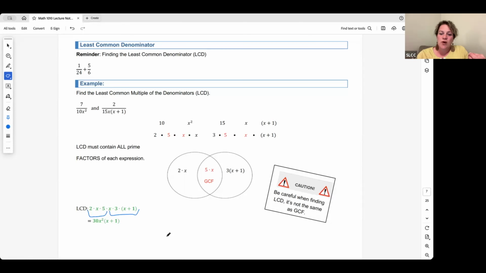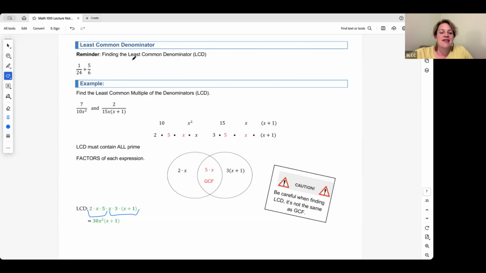When you think about 10x squared and 15x times x plus 1, what can both terms multiply into? 10 and 15 can both multiply into 30. X and x squared can both multiply into x squared. So when you take the greatest common factor, you want the smallest exponent. When you take the least common multiple, you want the largest exponent when you're thinking about variables with exponents. Okay, what can they multiply into? X squared. And then x plus 1, you've got to multiply into it, so you need that in your LCD.